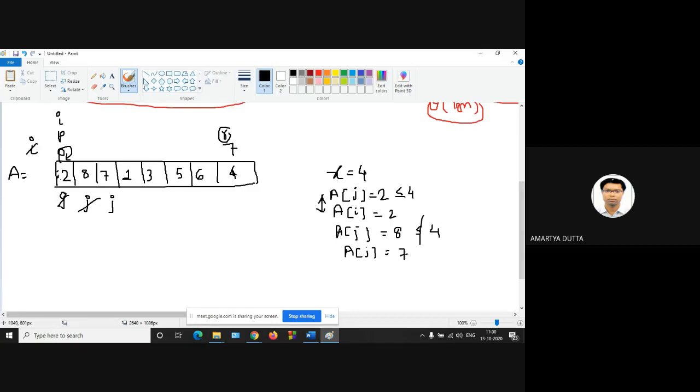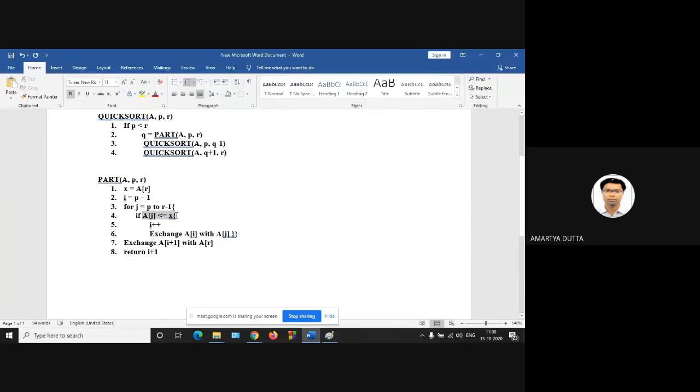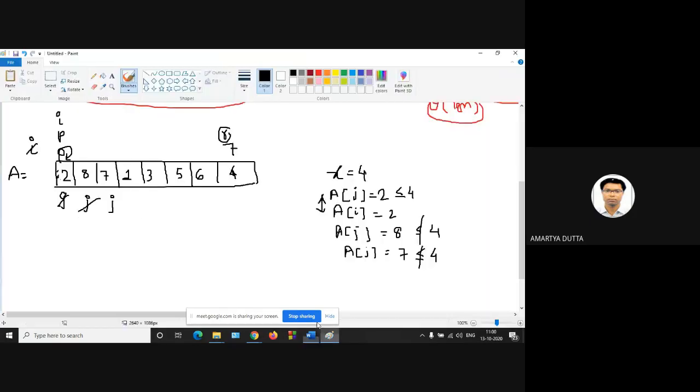So 7 is less than or equal to 4? No. So this condition is false. We have to increase this j. So j will now be at this position. So what will be the value of aj? 1. So aj is 1.